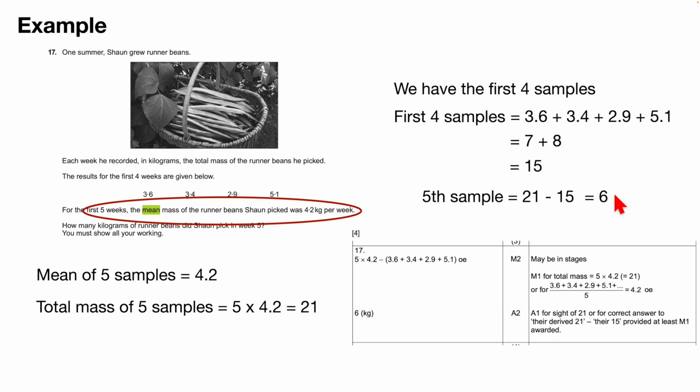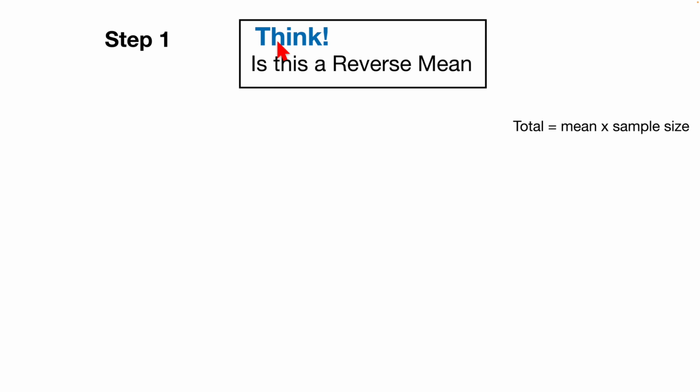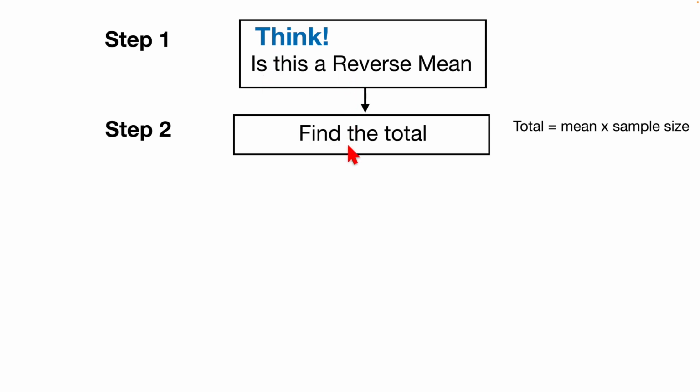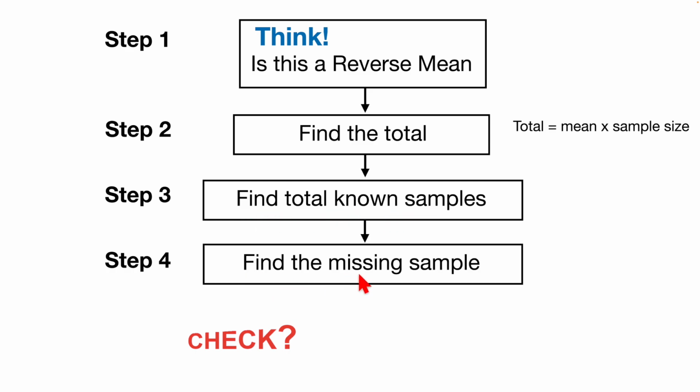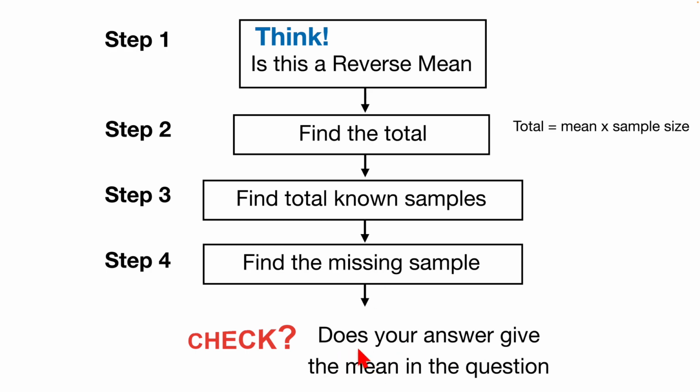Anyway, I hope that's helped. So, to summarise, think, is this a reverse mean question? Find the total, and the total is the mean times the sample size. Then, you go around the houses. Then find the total of the known samples. Then find the missing sample. Does your answer give the mean in the question? It's always the check. Does your answer satisfy the original conditions?